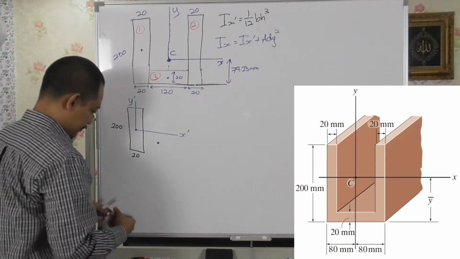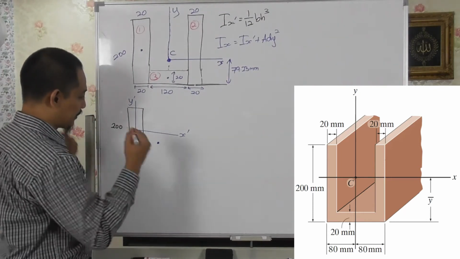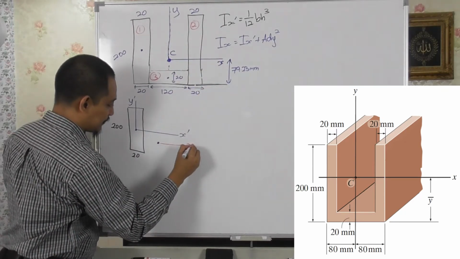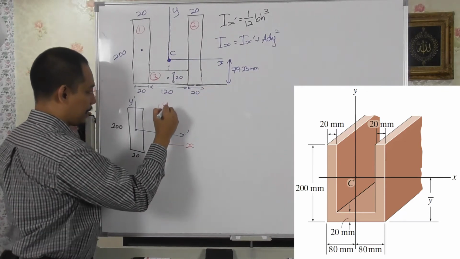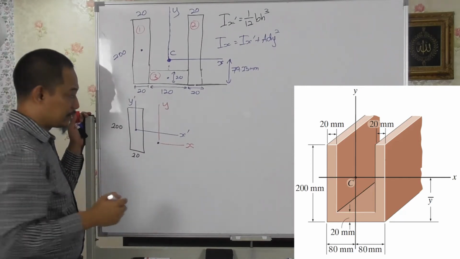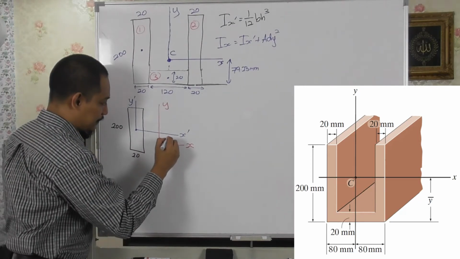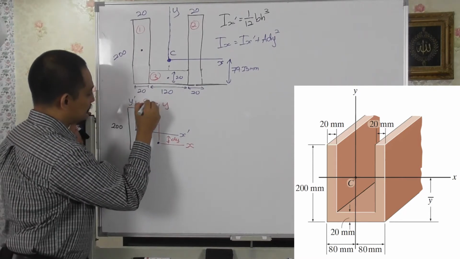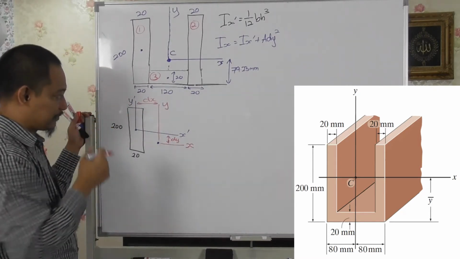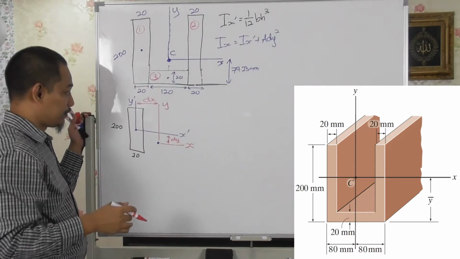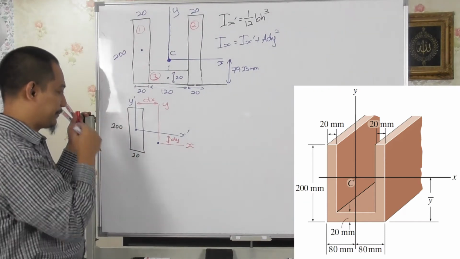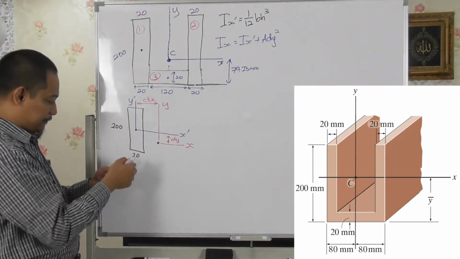And if I draw in a different color about the centroid, this is x and y, right? So this is x, this is y, hence this is dy, this is dx. Can you follow? The difference between the two axes, x and x prime, y and y prime. So we need those things.